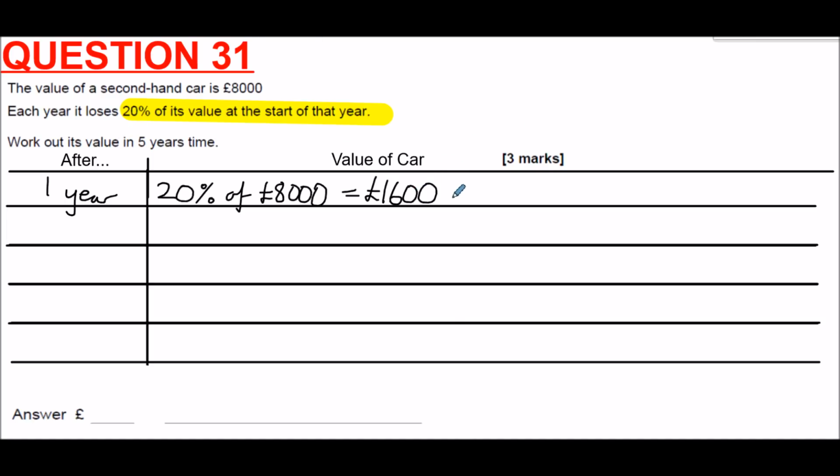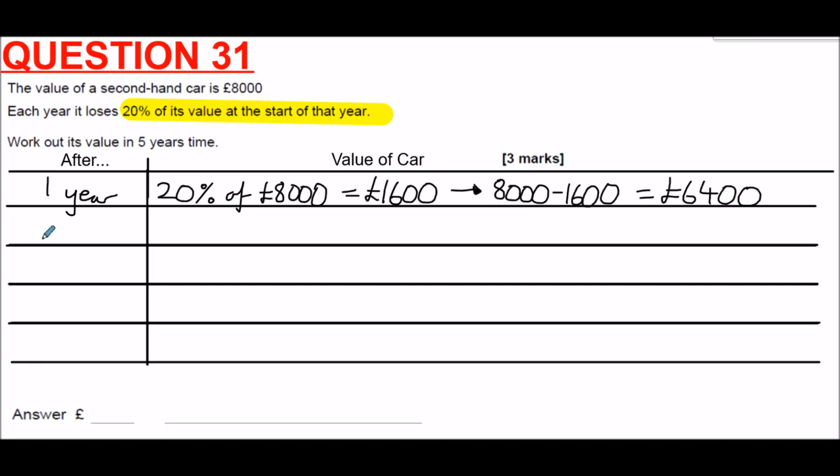And so what we need to do is subtract what's lost from what the initial value for that year was. So it was £8,000. Now we take away 1,600, and what we'd have at the end of the first year is £6,400.